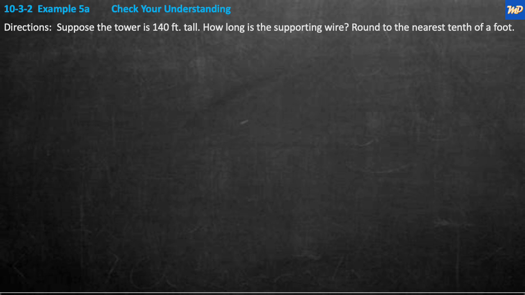Okay, example 5, check your understanding. So they're going to give you a turn to go measure the tower and come up with an answer. So suppose the tower is 140 feet tall. How long is the supporting wire? Round to the nearest tenth of a foot. It's basically the same problem, except now they're telling you how tall the tower is and not how far out the stake to pin the wire to the ground is from the center of the tower. So go ahead and do it. Pause the video, and when you come back, we'll look at it together.